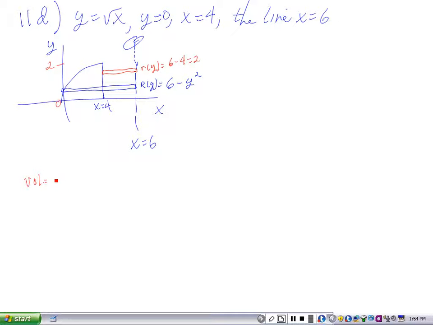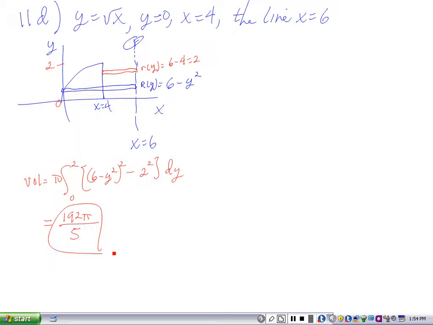So the volume is pi times the integral from 0 to 2, and then we use the washer method, so it's the big radius, 6 minus y squared, to be squared, minus the little radius, which is 2, to be squared, dy, and you work that out. You know, I'm getting kind of tired, so you get 192 pi all over 5.